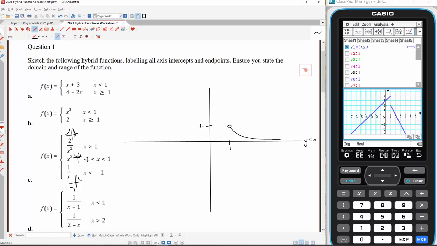Right, x squared between negative 1 and 1. Okay, so that's just a basic y equals x squared parabola. So it's going to go through the origin, and we'll put 1 in. That's 1 squared, which is 1. And negative 1 squared, which will also be 1. Not the best effort.